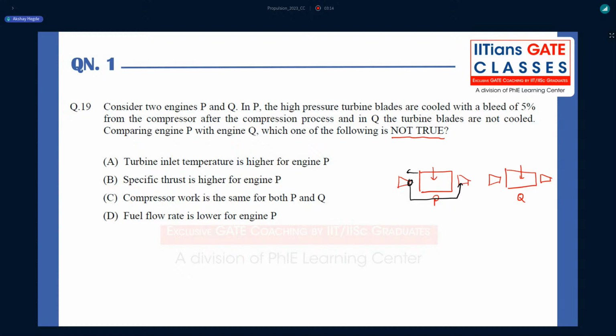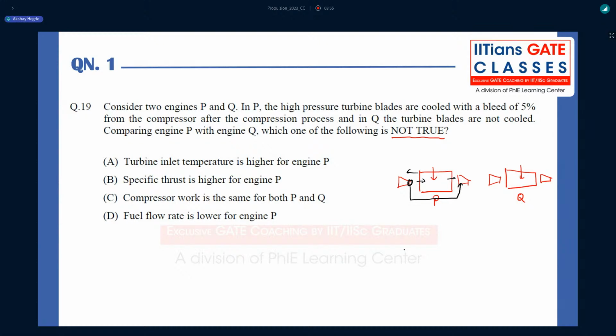Performance wise, though the mass flow rate coming into the combustion chamber will be reduced because of the bleed air, we are neglecting that part because it will be very small compared to the overall mass flow rate coming into the combustion chamber. So that is the assumption we are going to make here. Now, what is the purpose of cooling? The purpose of cooling is to reduce the direct heat transfer from the hot gas to the turbine blade.